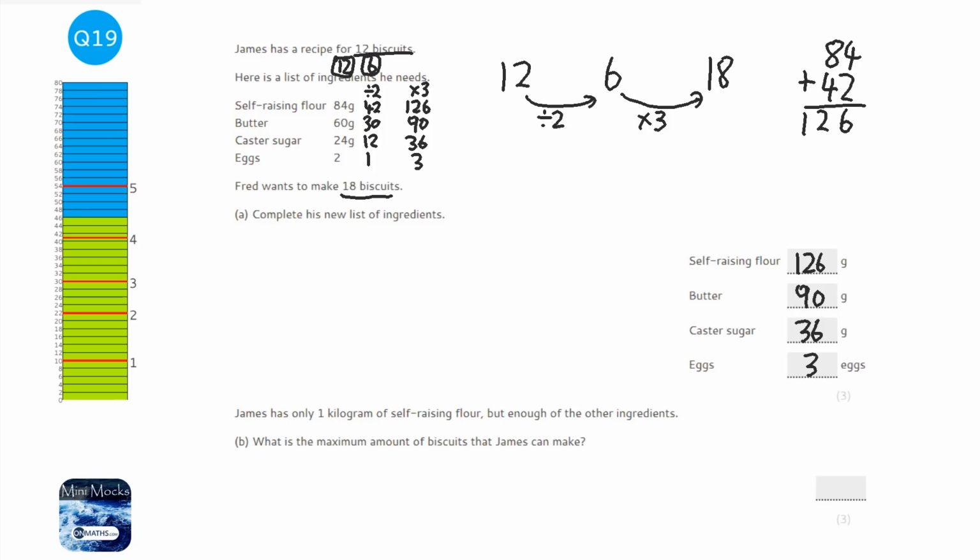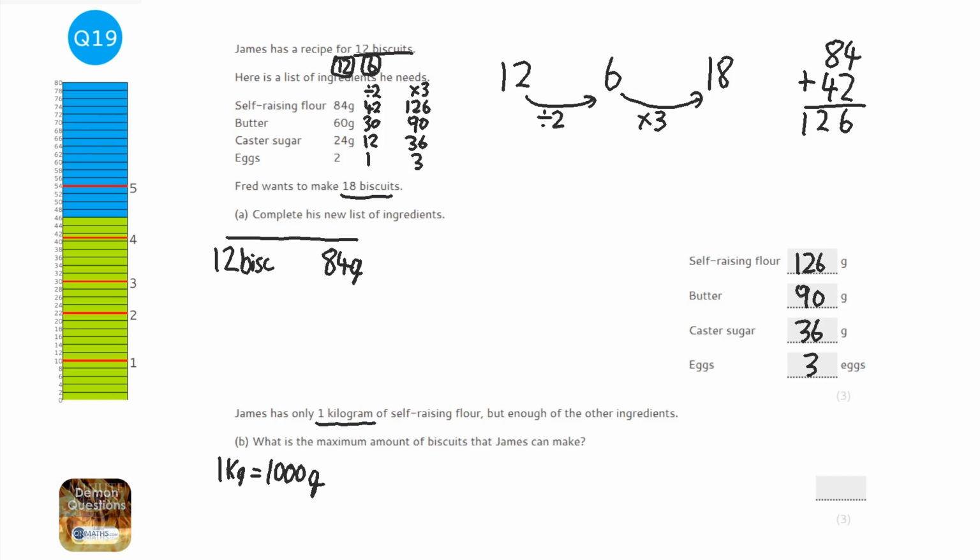Okay, second part of the question says that we've got enough of every other ingredient, but only 1 kilogram of flour. Now, first thing to note here is that 1 kilogram is 1,000 grams. So that's really important to know for this. And we need 84 grams of flour, and I'm going to do my working up here, but normally in your exam, make sure you do it underneath the question. So we know that 84 grams gives us enough for 12 biscuits.